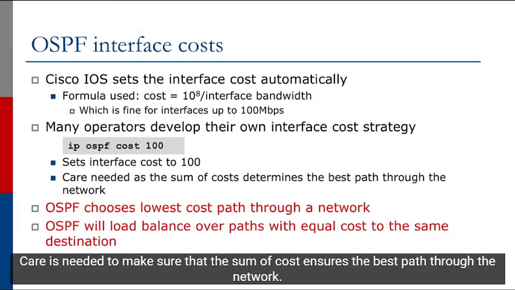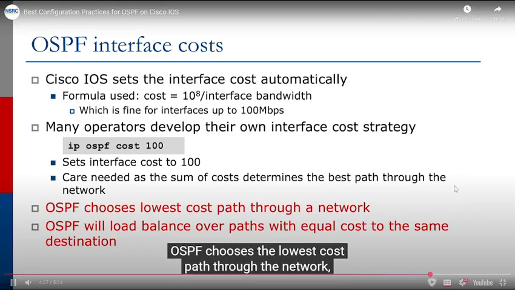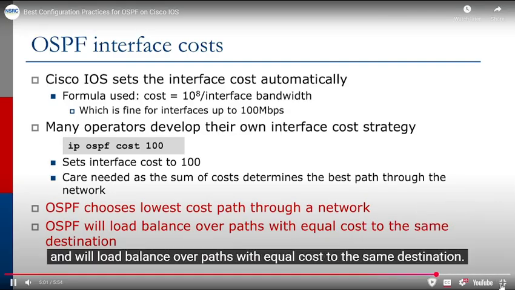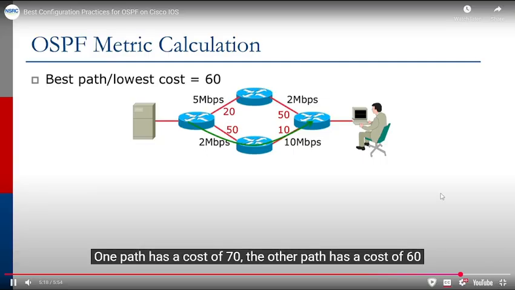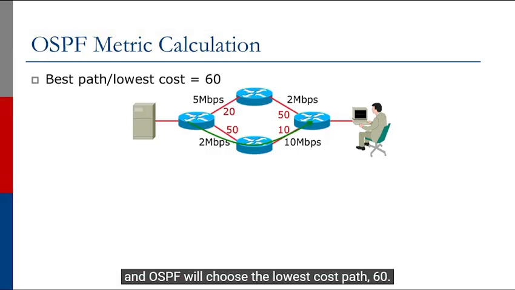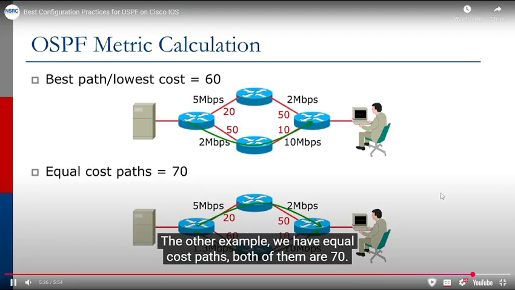Care is needed to make sure that the sum of costs ensures the best path through the network. OSPF chooses the lowest cost path through the network and will load balance over paths with equal cost to the same destination. In this example, we see two paths between the user and the content they are viewing. One path has a cost of 70, the other path has a cost of 60, and OSPF will choose the lowest cost path, 60.